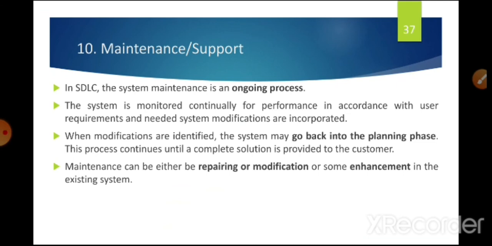For example, if users are using the new system and they feel that some features need to be modified or some interfaces need to be modified, then they will be integrated into the new system. When modifications are identified, the system may go back into the planning phase. And why does it go back to the planning phase? Because we have to give the complete solution. So when we perform the solution through the proper phases, it means we will be delivering a more appropriate and consistent solution to the users.